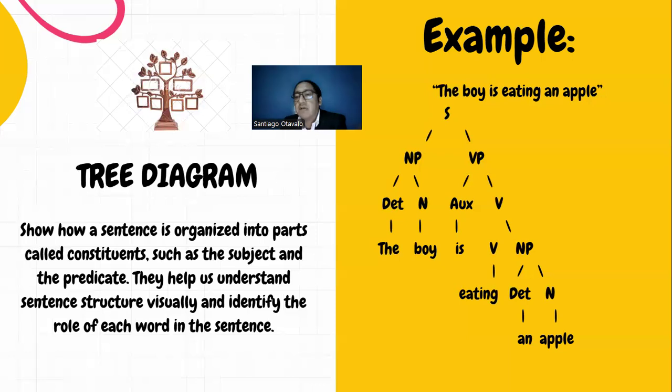And again, here we have a noun phrase, which has a determiner and a noun again. But in this case, it is part of the verb phrase. The determiner is an, and the noun is apple.